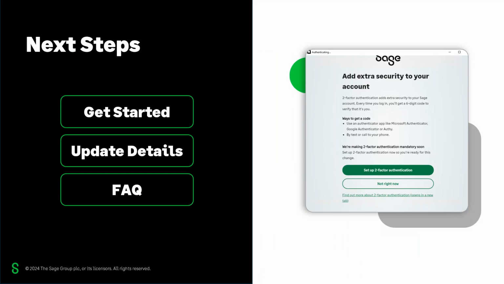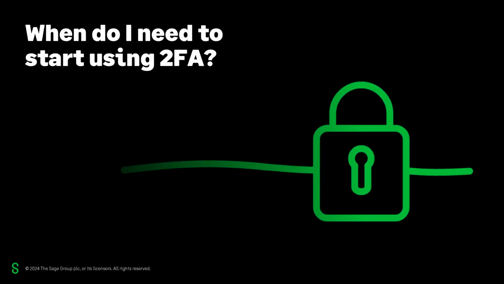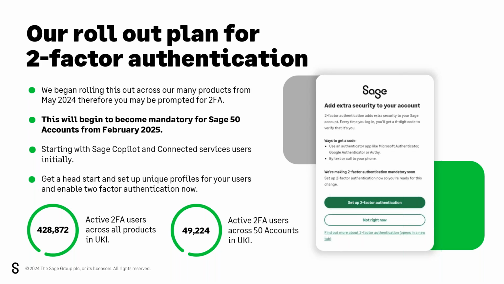Okay, so let's pop back to my slides, and we'll talk about when do I need to start using 2FA. We began to introduce 2FA to add an extra layer of security among some of our products in May earlier this year. We already have over 400,000 users using two-factor authentication across all of our products just in UK and Ireland alone, and over 49,000 users just for 50 accounts before it's been made mandatory. So this will become mandatory for 50 accounts users from February 2025, and this is again for Copilot and connected service users initially.